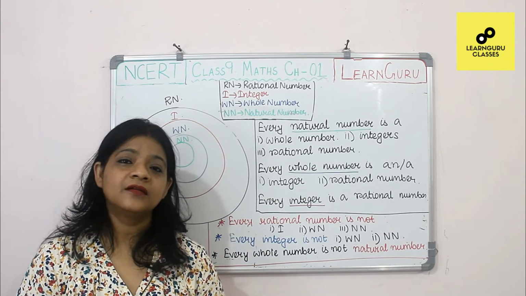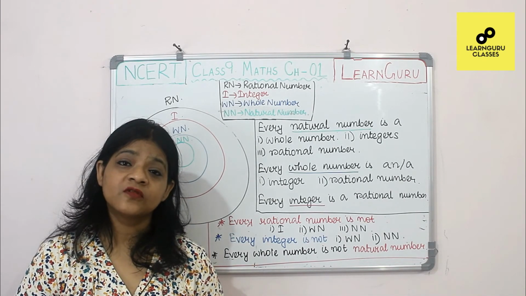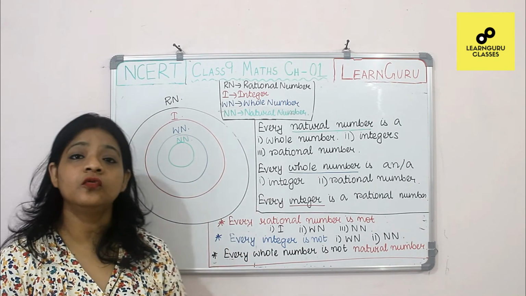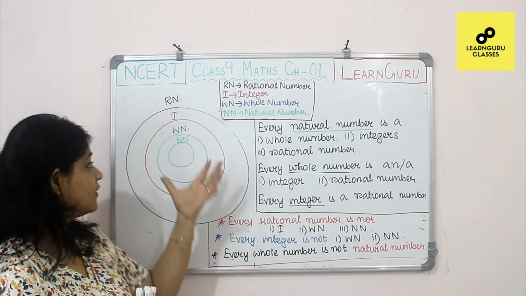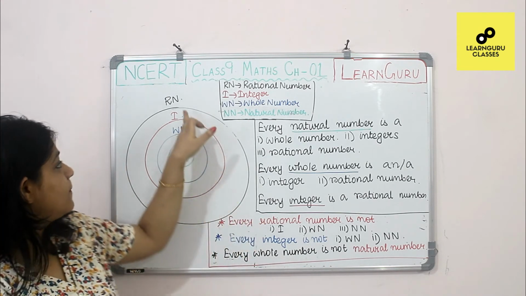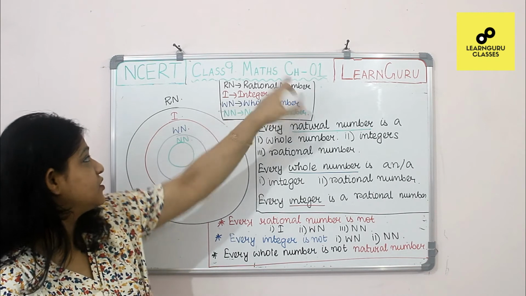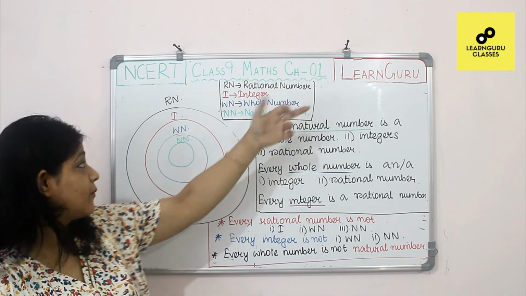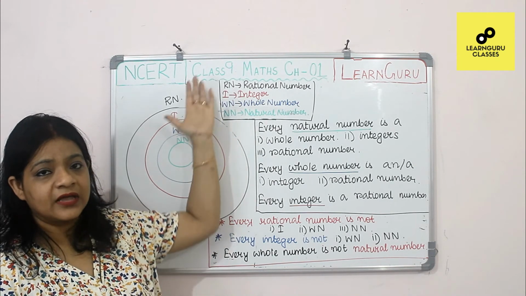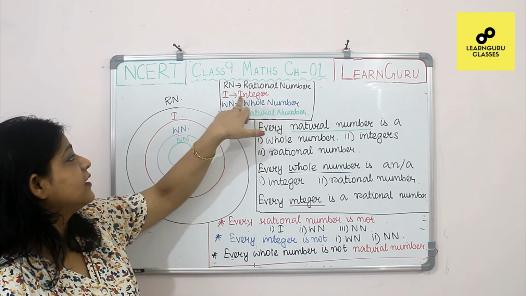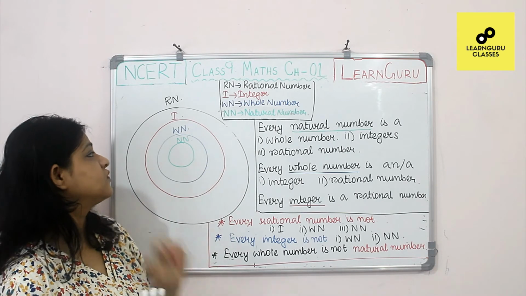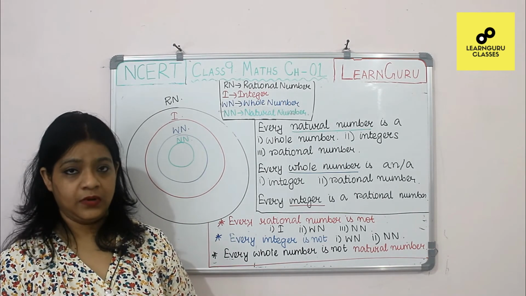To have a better understanding of the concepts of this type of statements, I have shown a simpler method to remember this, where I have taken 4 circles of different sizes. The black one is named rational number. Rn stands for rational number. Then comes the red one, smaller than the black one, so that is named integer. Then comes whole number, and the smallest one is the natural number.